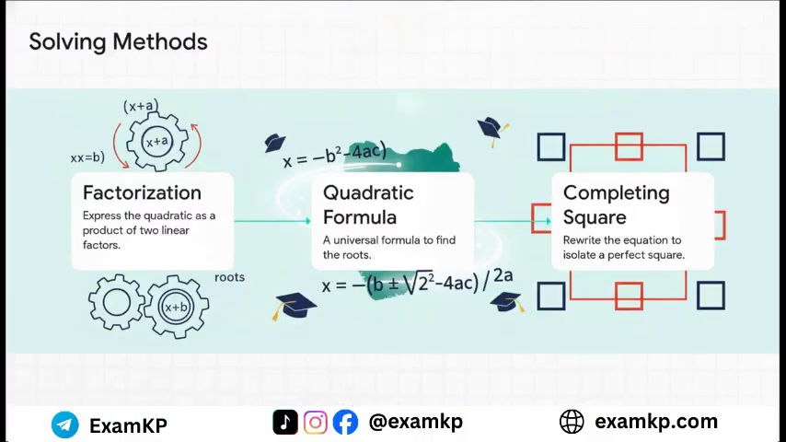Okay, so how do we actually solve them? Well, you've got three main weapons in your arsenal. First up is factorization, which is usually the quickest method. Then you've got the almighty quadratic formula. This is your secret weapon. It works on everything. And finally, there's completing the square. We're going to focus on the first two today because they're the most common.